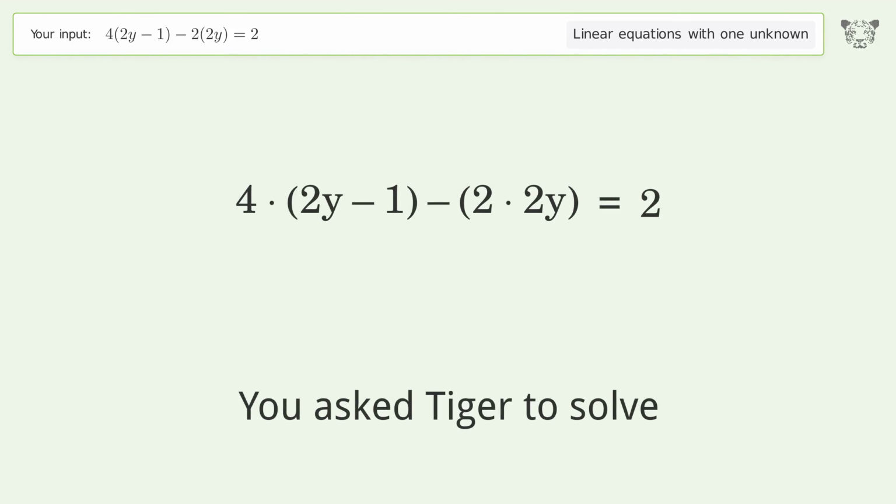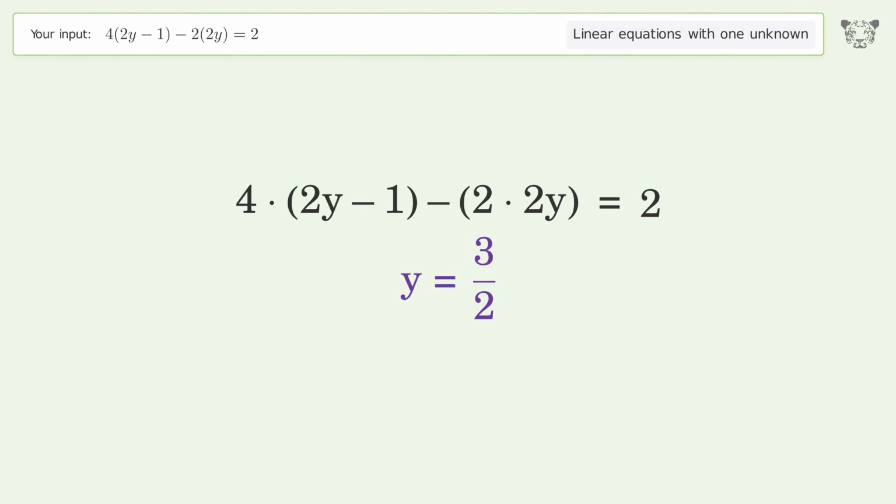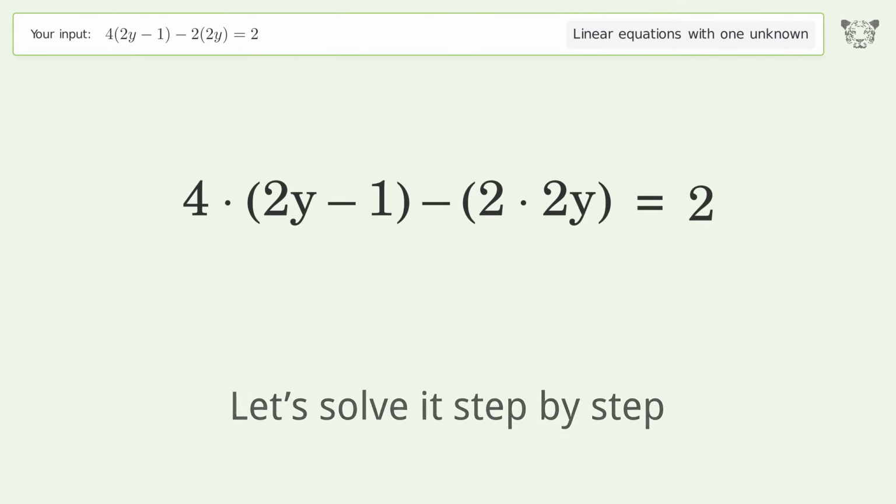You ask Tiger to solve this. This deals with linear equations with one unknown. The final result is y equals 3/2. Let's solve it step by step.